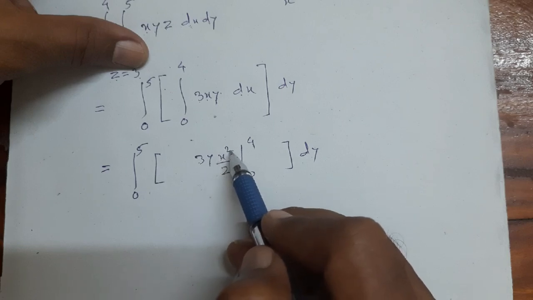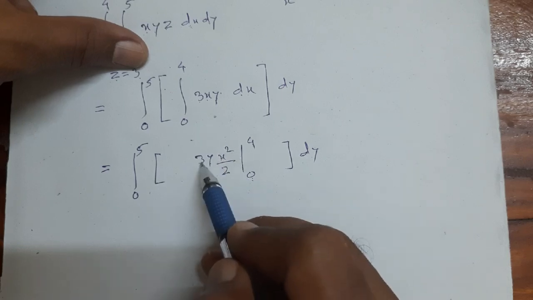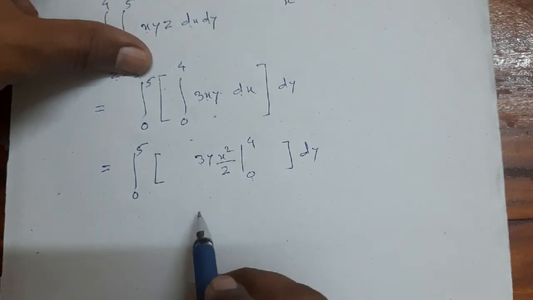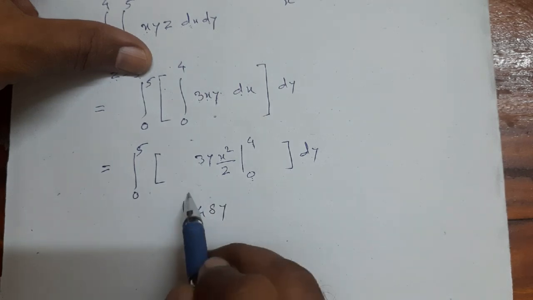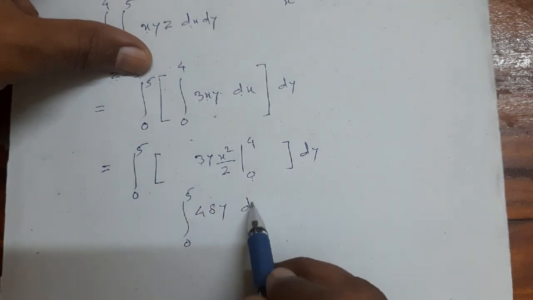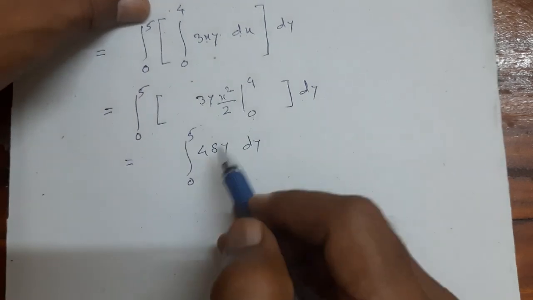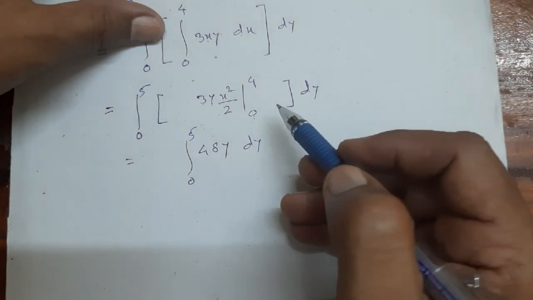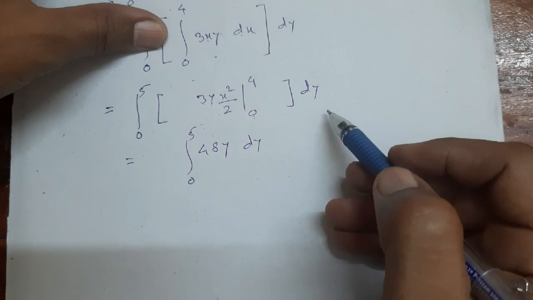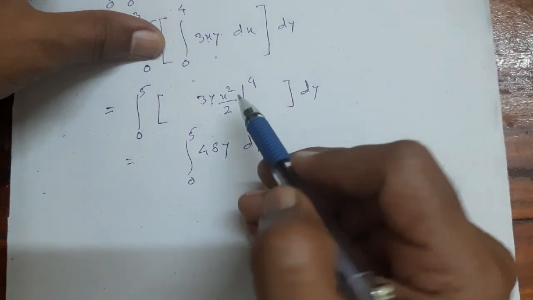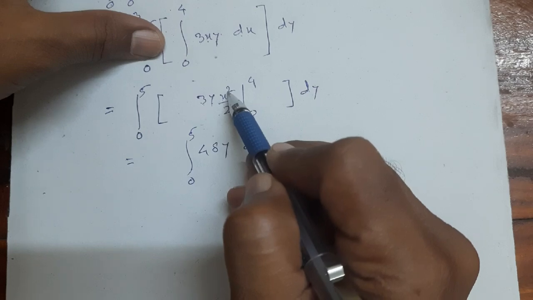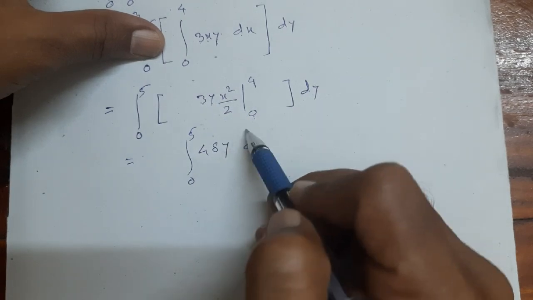Therefore 4 into 4 is 16. 16 into 3 is 48 into y. Therefore it is 48y, and then integration from 0 to 5, this integration and into dy. Therefore the next term is 48y dy and integration from 0 to 5. You may check once again. 4 into 4, 16. 16 into 3, it is 48, is fine.